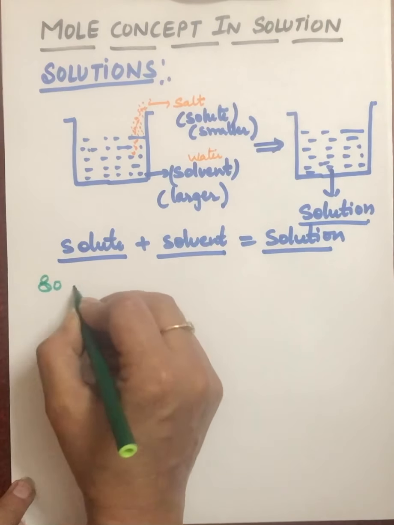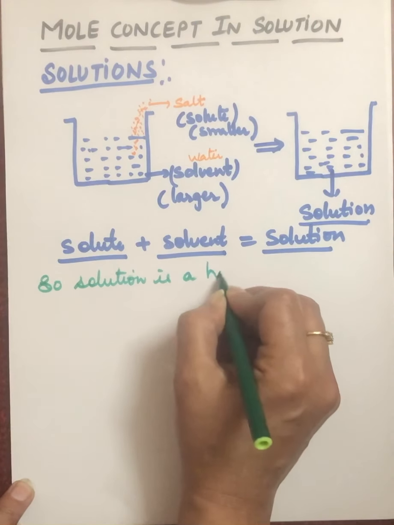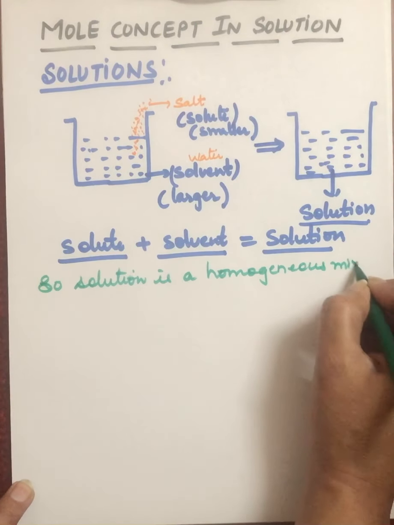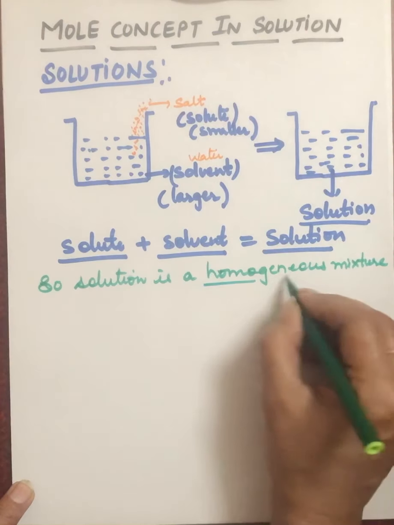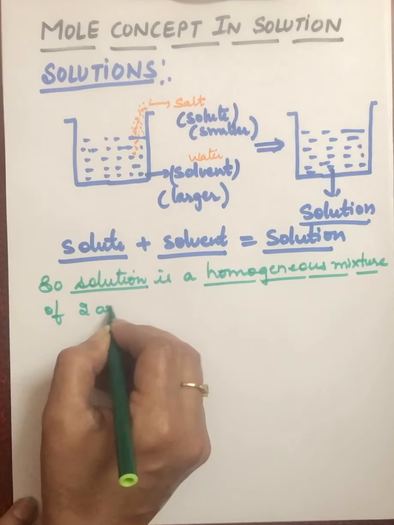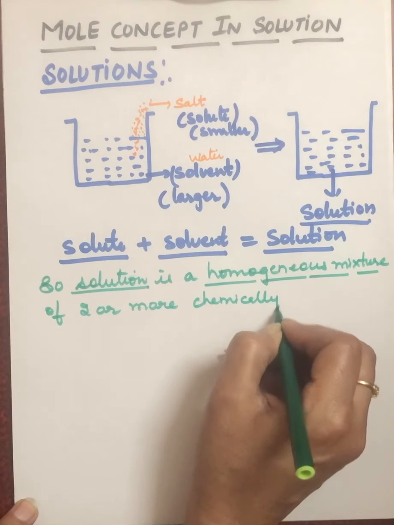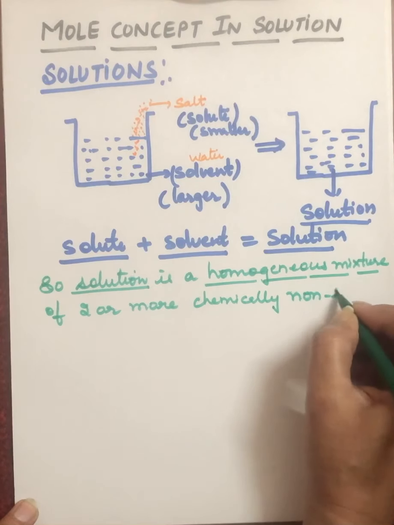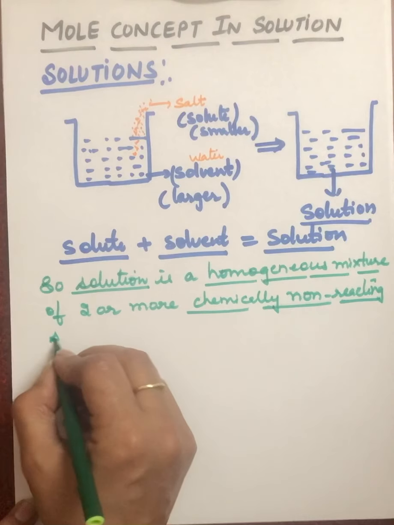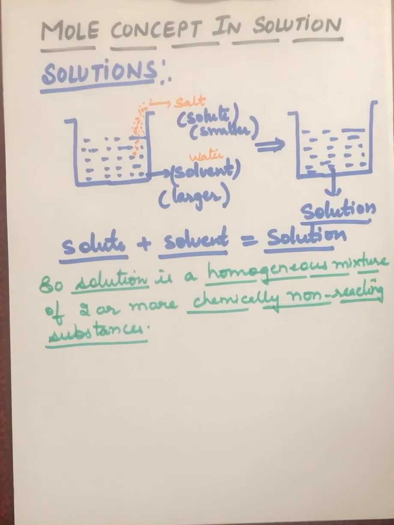So when uniform mixing is there, a solution is a homogeneous mixture. Solutions are always mixtures, and which kind of mixture? Always a homogeneous mixture when we are forming a solution, of two or more chemically non-reacting substances. We can take more than two components also to form a solution, but they should be chemically non-reacting substances. So this is what a solution is.